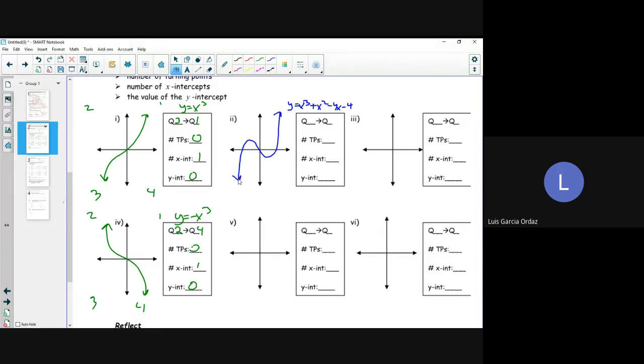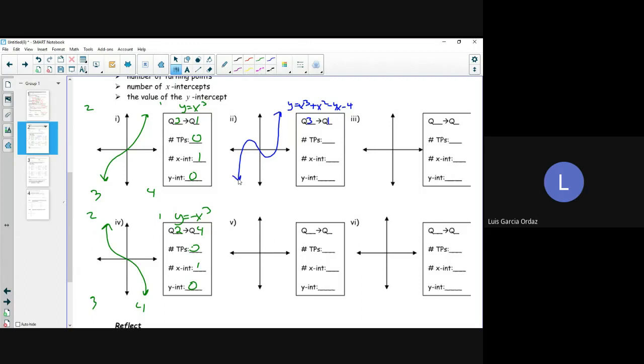So what quadrant did it start and what quadrant did it finish in? One to 4, or 1, 3 to 3. So it started at 3, my bad, it ended up at 1. It's okay. How many turning points did we have?